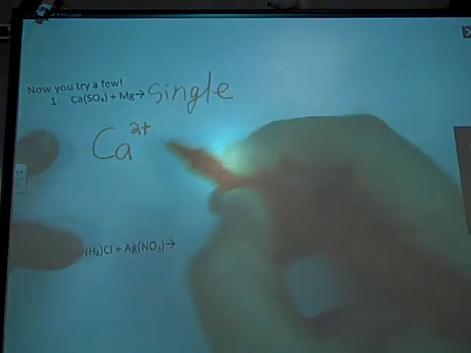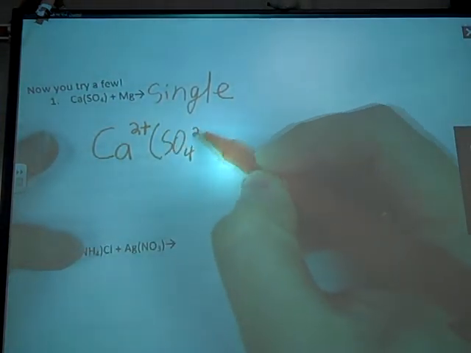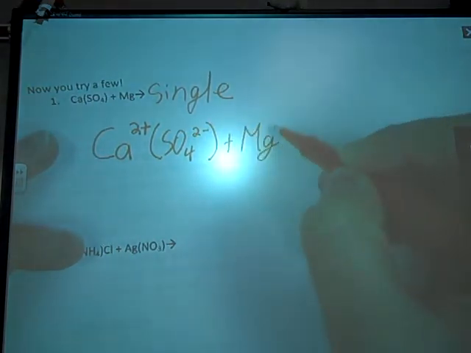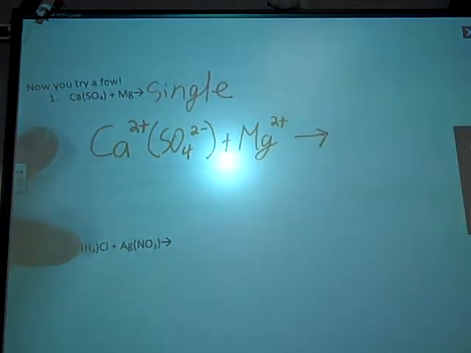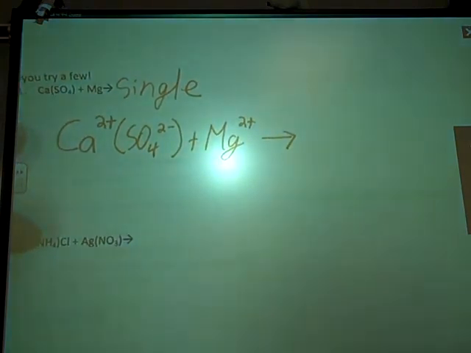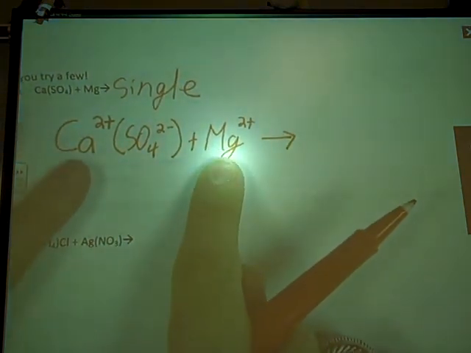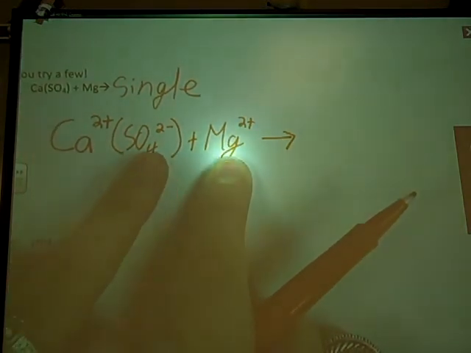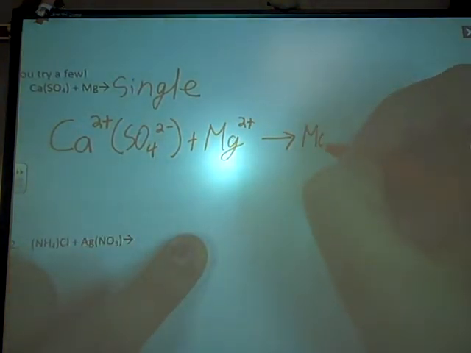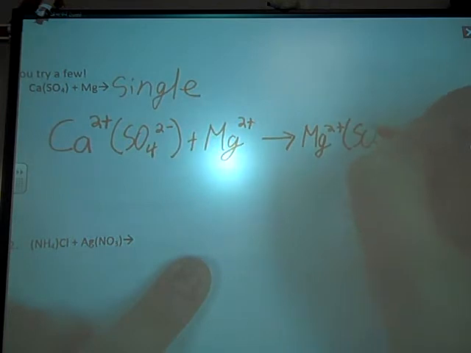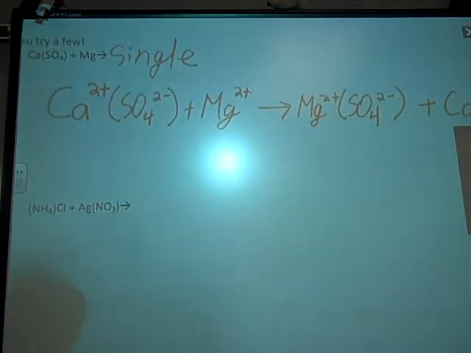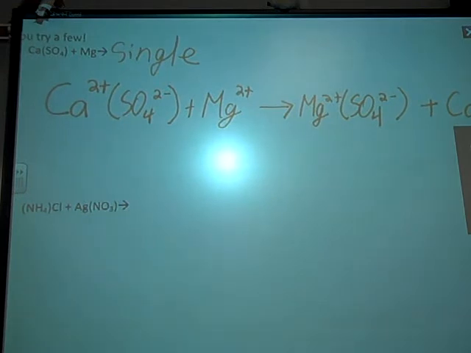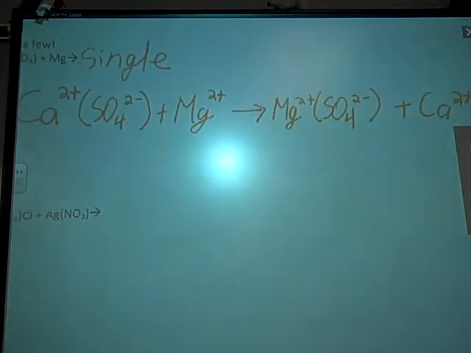I know that calcium has a 2+ charge. Sulfate has a 2-, plus magnesium, who has a 2+ charge, followed by my arrow. On the other side of my arrow, I'm going to switch the positives. I cannot put the magnesium with the calcium because I cannot put 2 positives together. I have to put a positive with a negative. So my magnesium with his 2+ charge goes with his sulfate of a 2-, leaving calcium out in the cold. So now we have successfully predicted the products on a single replacement reaction.